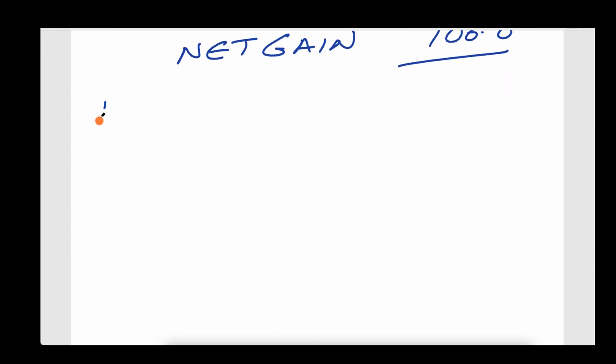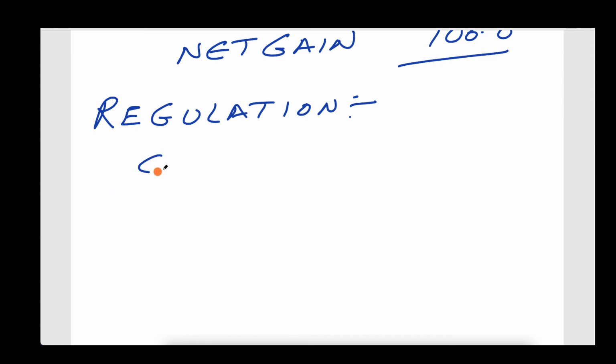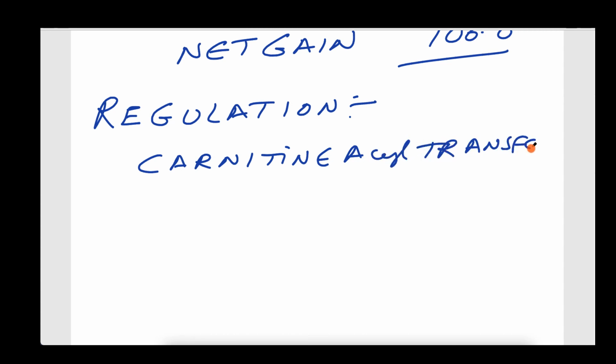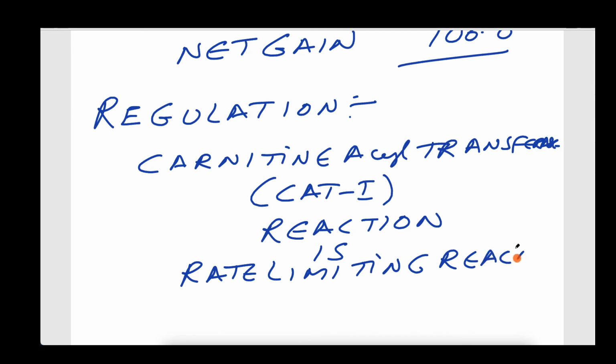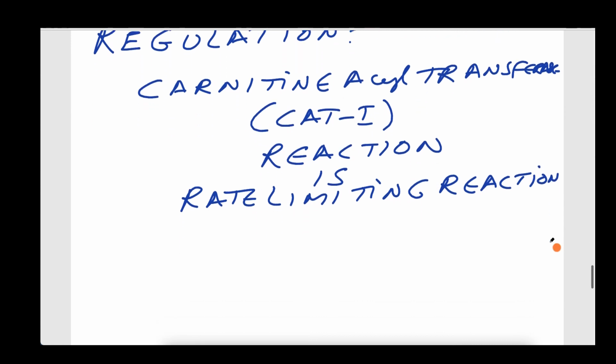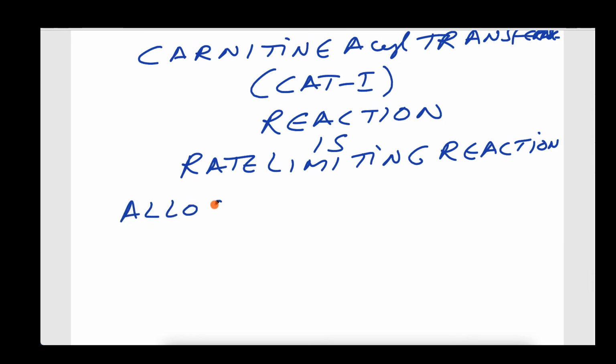Now, the third one is regulation. Regulation of beta oxidation of fatty acids. Carnitine acyl transferase is the regulatory enzyme. This reaction is the rate limiting reaction. At this step, the regulation is taking place. So, this enzyme is an allosteric enzyme.